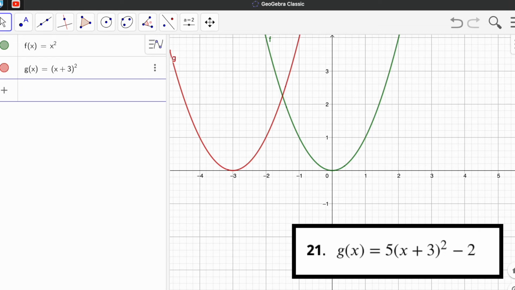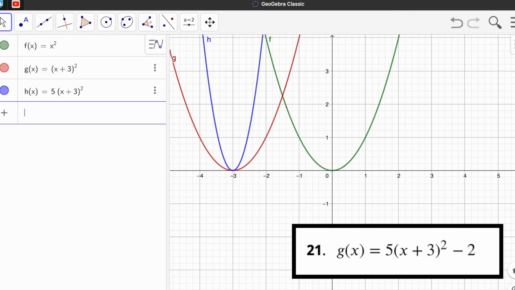All right, so now let's do, what does the 5 do? The 5 changes it by squeezing it together and makes each point go up times 5. So let's pick a letter. H of x equals 5 times x plus 3 squared. So we're going to take the one we just did and transform it over. So we've moved it over 3 and we've squeezed it together. We've stretched it away from the x-axis, is what we're really doing, by 5.